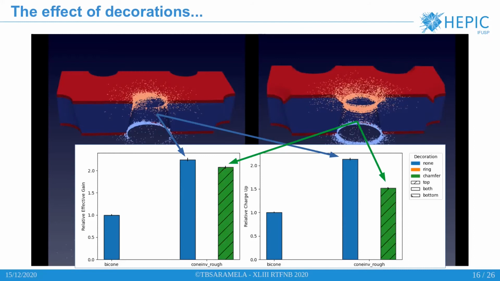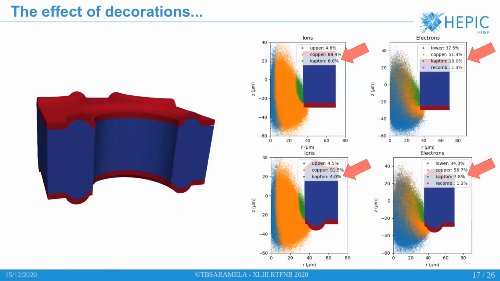But with the addition of this chamfer, we don't affect the gain much, as we see in these green bars, but we're able to reduce a lot of the amount of this trapped charge. So we could, in principle, use this high gain without sacrificing much of the stability of the detectors.